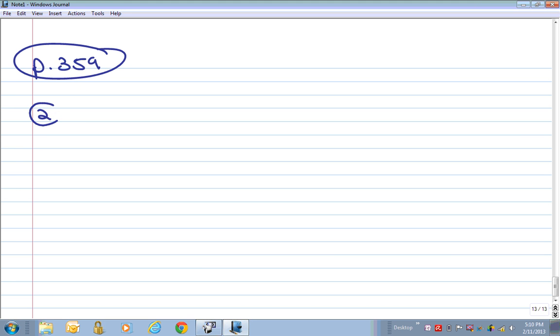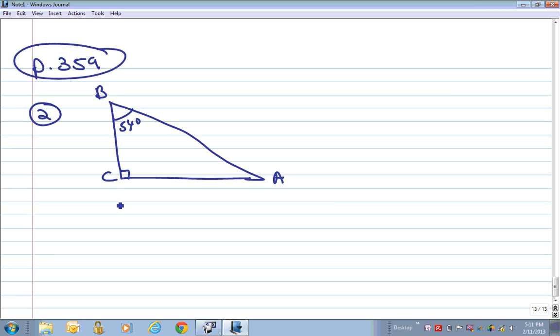And this is number 2. All right, for number 2, they ask you to use a triangle that's given to you, and the triangle that they give you looks like this. And it's A, B, C. This is your right angle. And, of course, they have it labeled. For number 2, they give you that angle B is 54 degrees. So this is given. And they give you side C is 15. And they want you to find the missing angles and the missing sides.